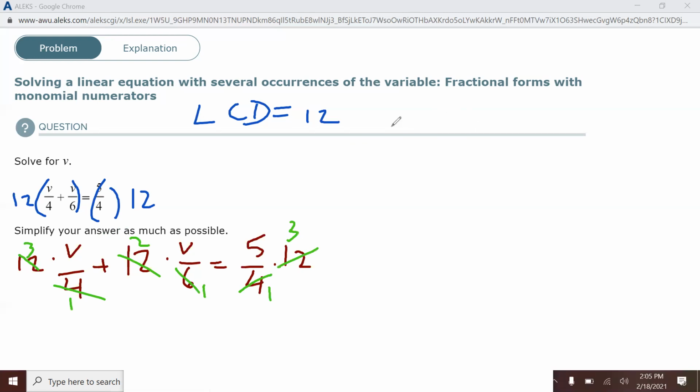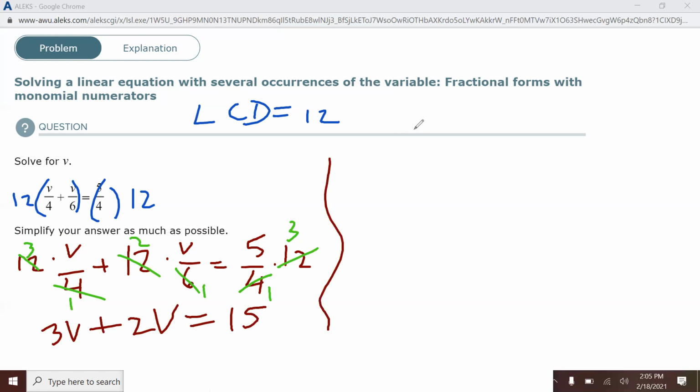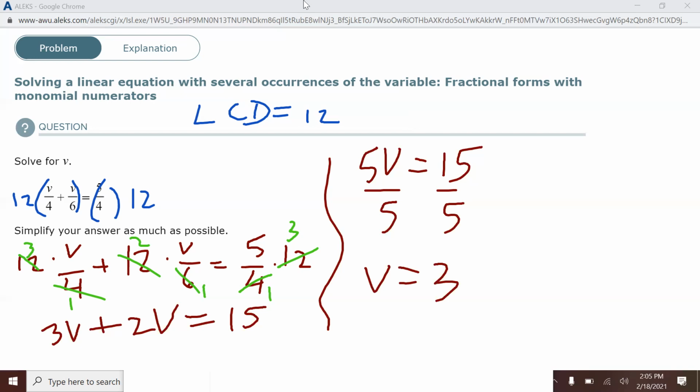So this simplifies to 3v plus 2v equals 5 times 3, or 15. From here, it's considerably easier than it was originally. 3v plus 2v is 5v. And then I divide both sides by 5, and the answer is 3.